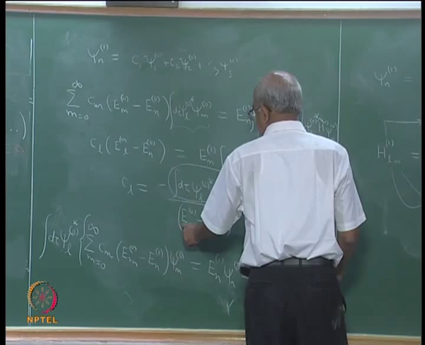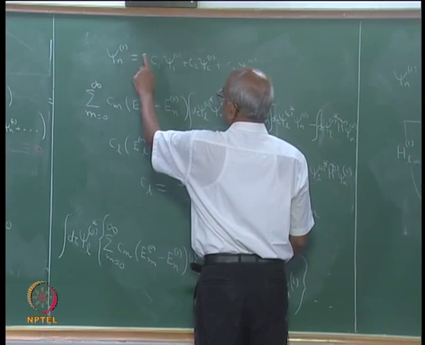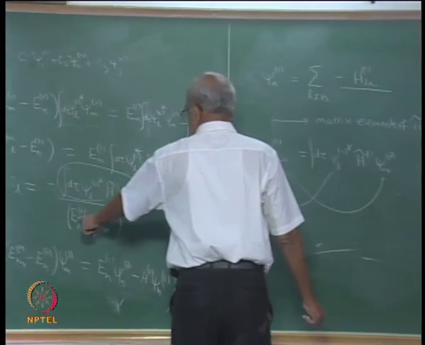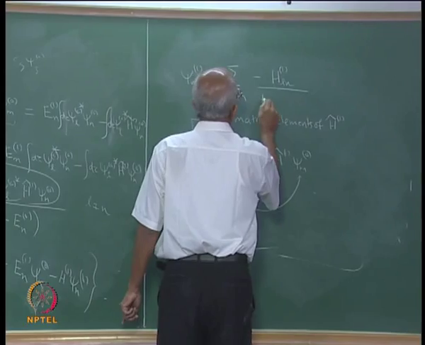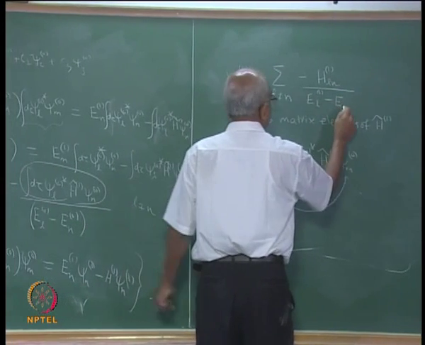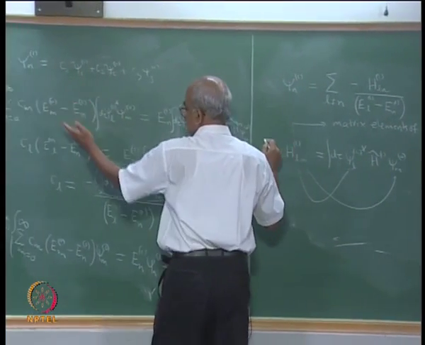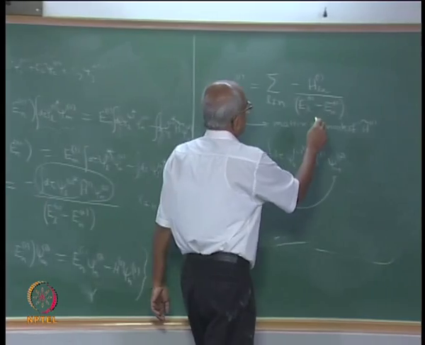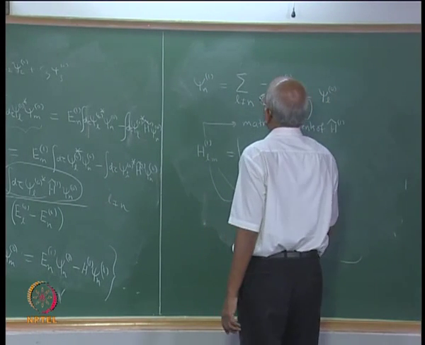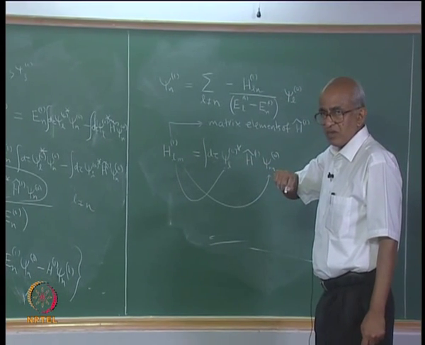I am writing the expression for psi n1. So, I have now written the expression for Cl. It will contain EL0 minus EN0. This is just the coefficient Cl, and that has to be multiplied by psi L0. That will be my correction to the wave function, right.